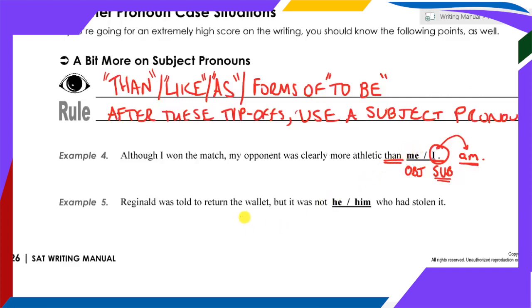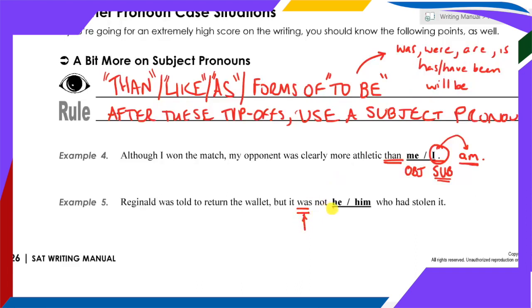Example 5, Reginald was told to return the wallet, but it was not he/him who had stolen it. So note what we have here. We have a form of to be. By the way, the forms of to be would be words like, most of you should know this, but I know some of you might have been wondering, was, were, are, is, has/have been, will be. Those are all forms of the verb to be. In example 5, we indeed have was, which is a form of to be.